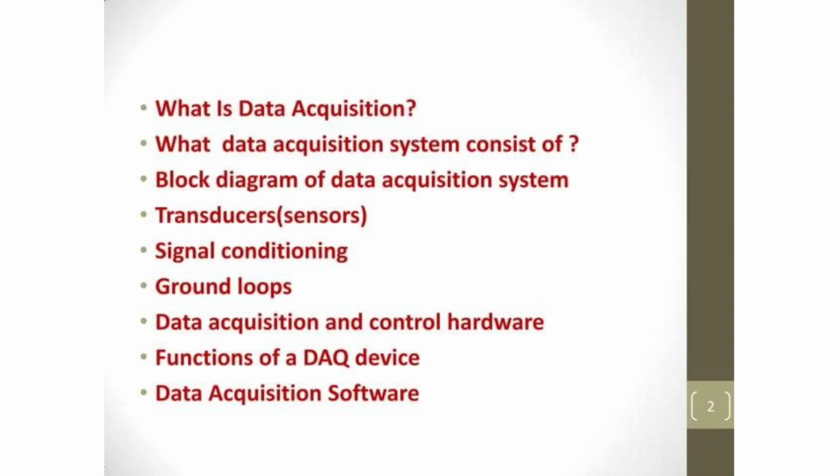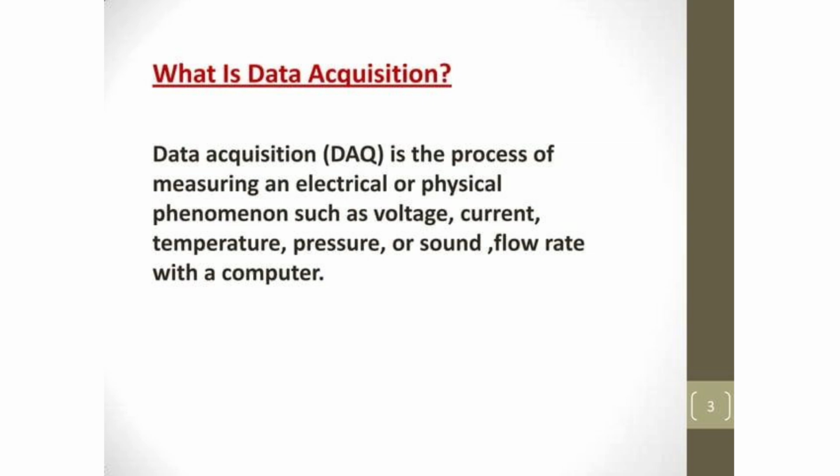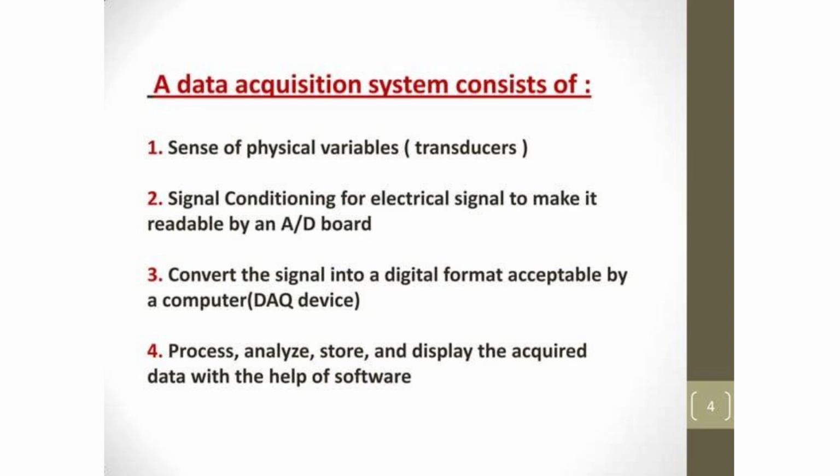So these are the contents we are going to discuss. So what is a data acquisition system? Data acquisition is the formal process of sampling signals that measure real world physical conditions, and converting those resulting samples into digital or numerical values. These digital values can be manipulated, analyzed and stored by a computer or a microcontroller.